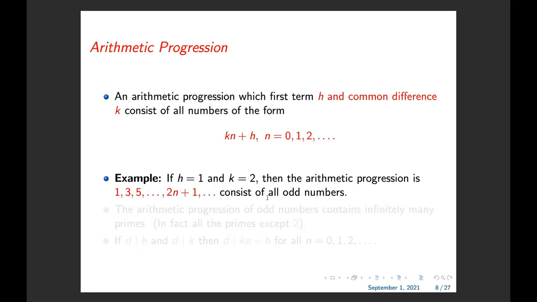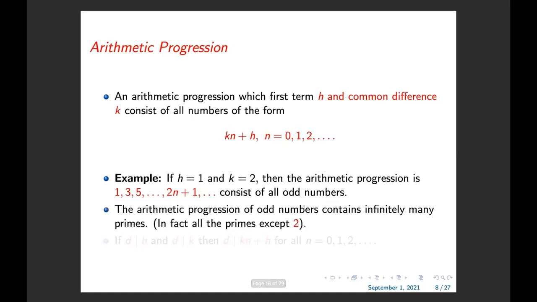And we know that the primes are odd except the 2, right? The only even prime is 2. Except 2, all other primes are odd, right? And we can see here that these 3 and 5 are all lying in this arithmetic progression. And since we know that a prime apart from 2 is an odd number, we can say that this arithmetic progression contains infinitely many primes. In fact, all the primes except 2.